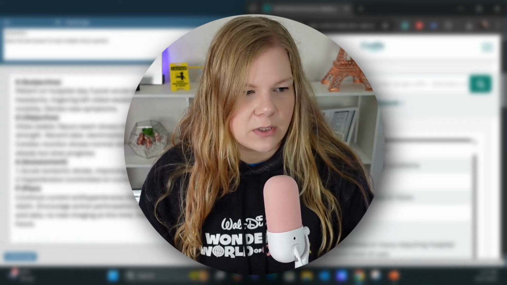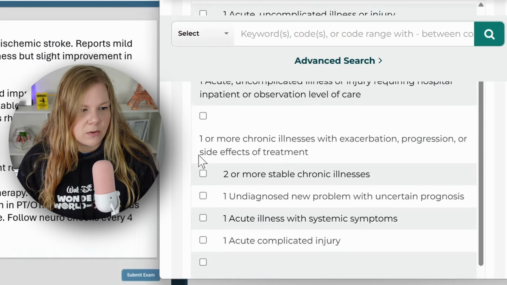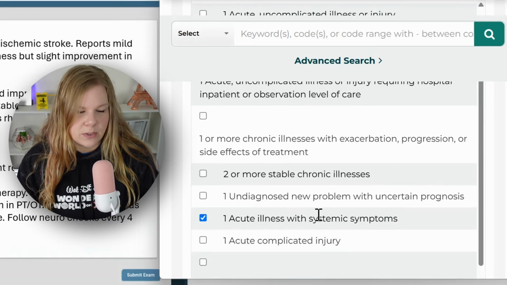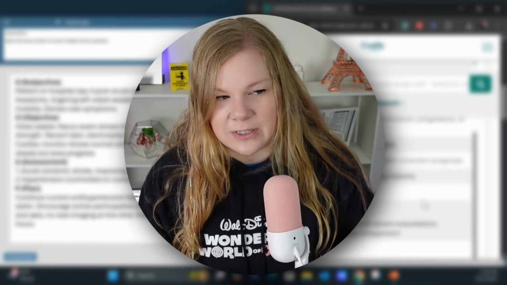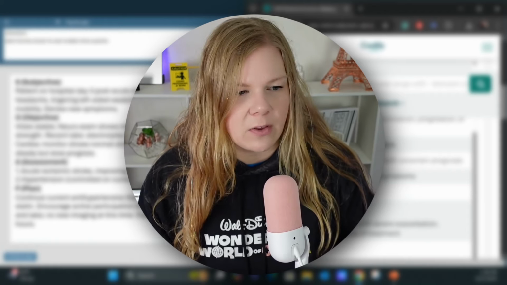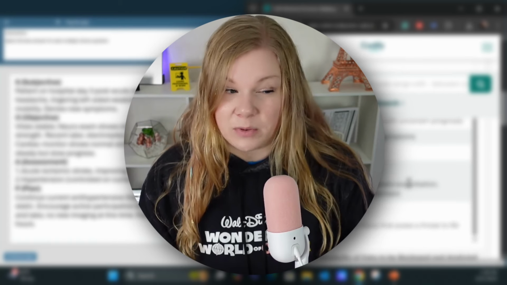So I don't know that I would consider this acute uncomplicated, but I would maybe consider it more systemic symptoms. And not everything's going to be completely a one-to-one match or an exact fit. But I would say that's probably the closest to where I would consider that complexity level.